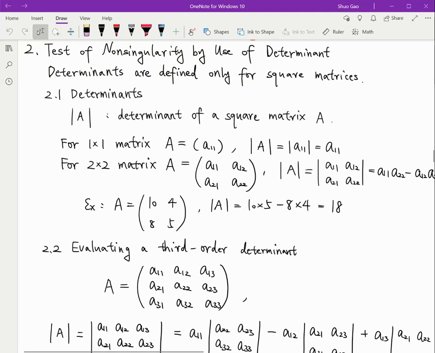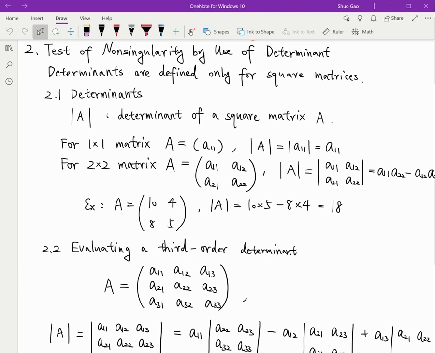Now let's talk about another concept called the determinant, which can also test the non-singularity of a matrix. We can use rank to test the non-singularity of a matrix, and we can also use the determinant to do the same thing. The determinant of a matrix is a number that is associated with the matrix, but it can achieve a lot of things. For example, test the non-singularity and do some other kinds of calculation. But here we just talk about the non-singularity.